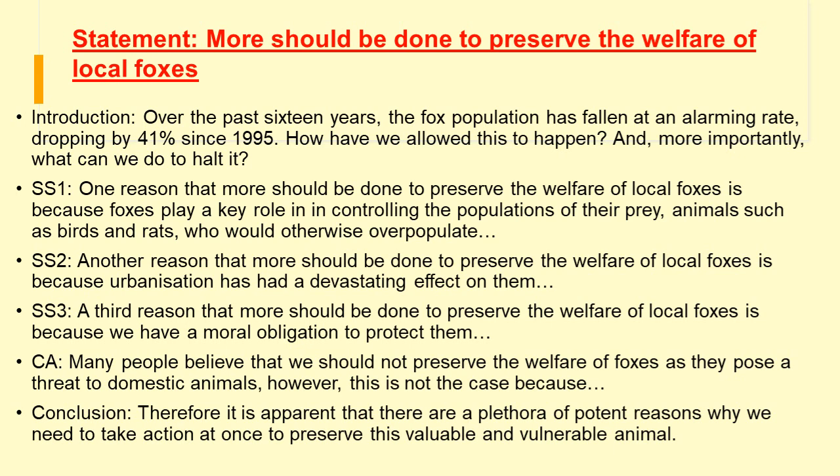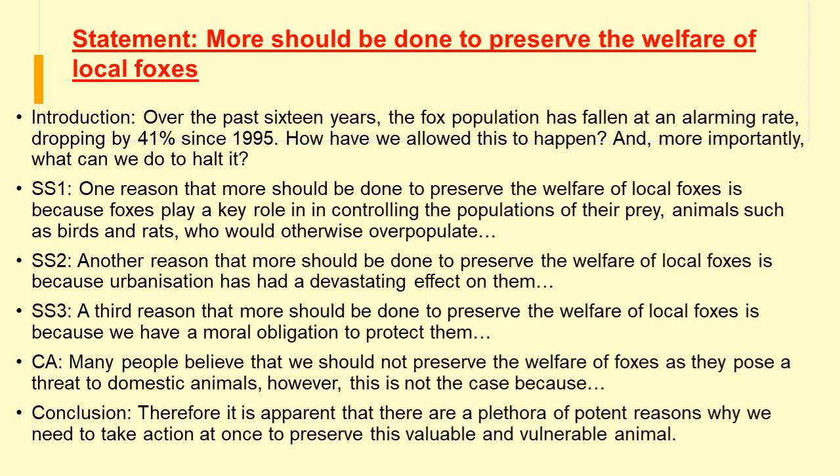So we've had the first bit, which links back to the question, and now this is telling us what we're going to be talking about in this paragraph. Talking about how they control the populations of their prey, animals such as birds and rats who would otherwise overpopulate. So clearly, in this paragraph, I'll be talking about how humans would have to deal with overpopulation of rodents like rats, and also there'd be too many birds, which could in turn potentially damage agriculture. And so that's clearly the gist of that particular paragraph, clearly introduced in that topic sentence or signpost sentence.